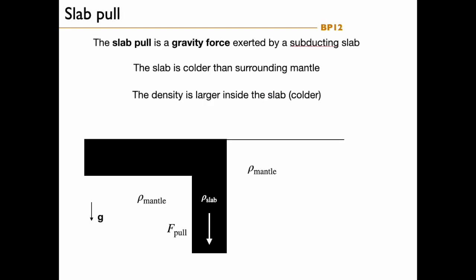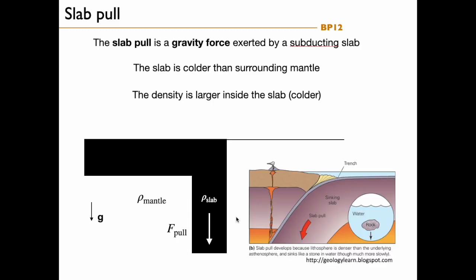So let's first discuss the slab pull. The slab pull is a gravity force. It's a body force exerted by a subducted slab. The slab here is sinking into the mantle. It is colder than the surrounding mantle, and the density depends on temperature. The density is larger because the slab is colder. So that's the principle. In a way, the slab pull force is just the slab being denser than the surroundings, so it sinks, like when you drop a rock into water, it sinks down.